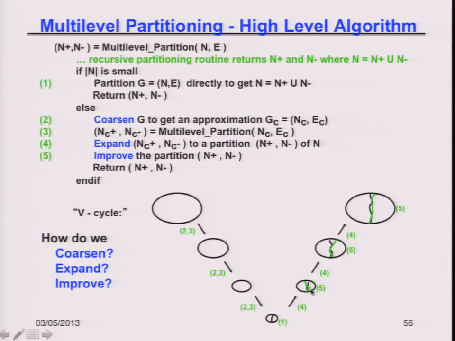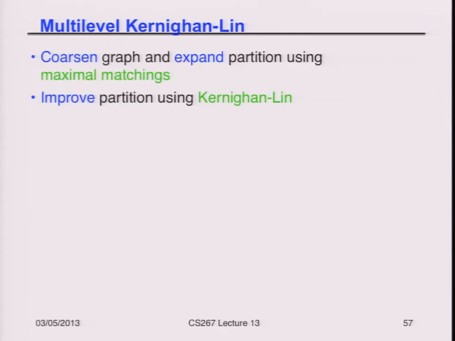And I mean, we've seen that already, right? Kernighan-Lin, that sort of thing. Okay, so there are 2 ways to do it, depending on whether your iterative improvement routine is Kernighan-Lin or spectral bisection. So let's talk about Kernighan-Lin. The coarsening and expanding is going to be this idea called maximal matchings from graph theory. I'll define that in the next slide. And then the improvement, as I said, we've seen already.